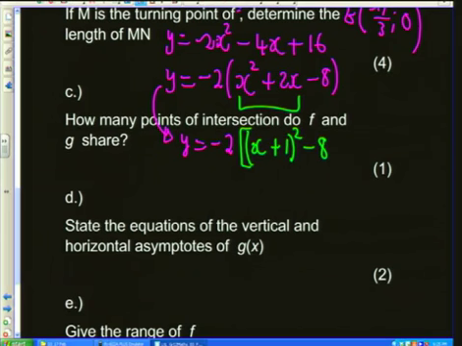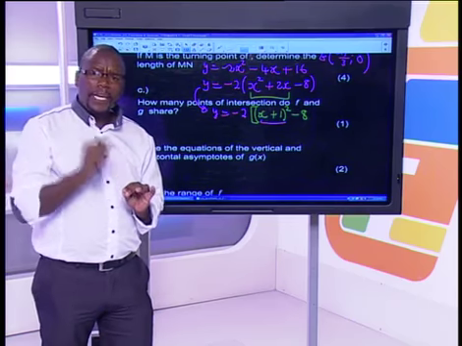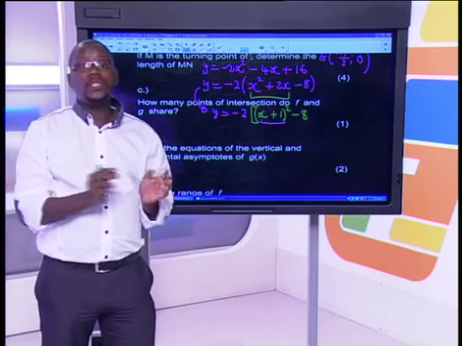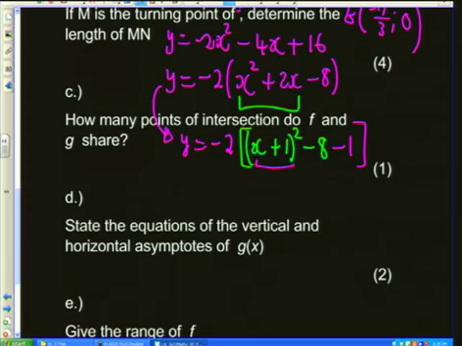Now, there's something that has happened to the x squared plus 2x. If you expand the x plus 1, you get x squared plus 2x plus 1. There's something that you've added here that was not there, so you need to subtract to keep it balanced. So I'm going to subtract a 1 here. So we have y equals minus 2 bracket x plus 1 squared minus 9.